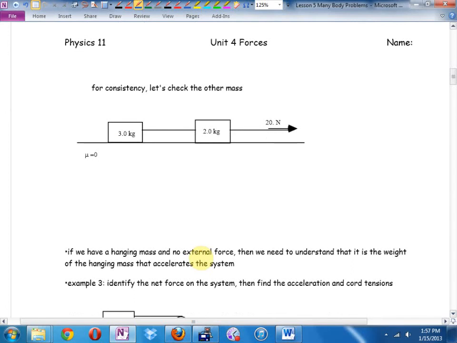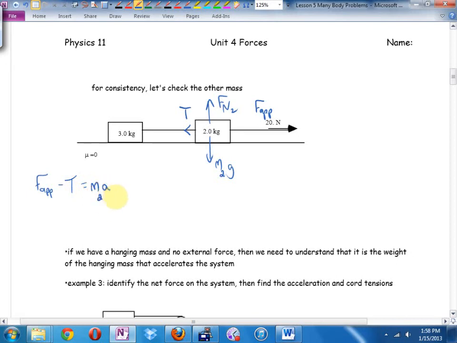What were the forces acting on the 2 kilogram mass? We had M2G, normal force number 2, F applied, and tension. If you were to write a horizontal force equation for this one, it's going to be winner minus loser equals, and Maddie, now we're looking only at one mass, so it's going to be M2A.